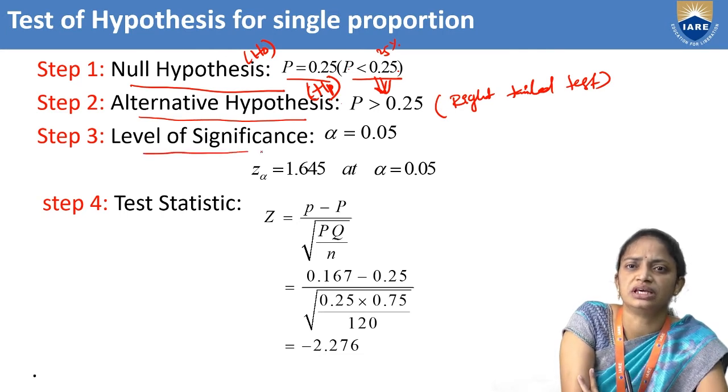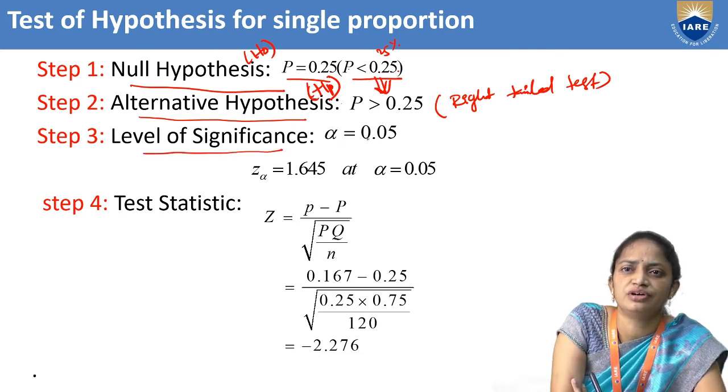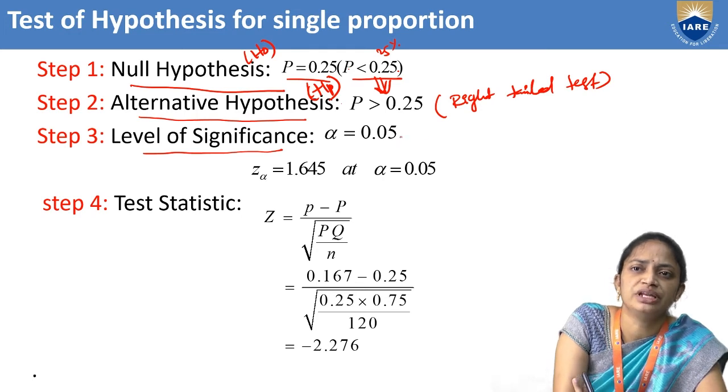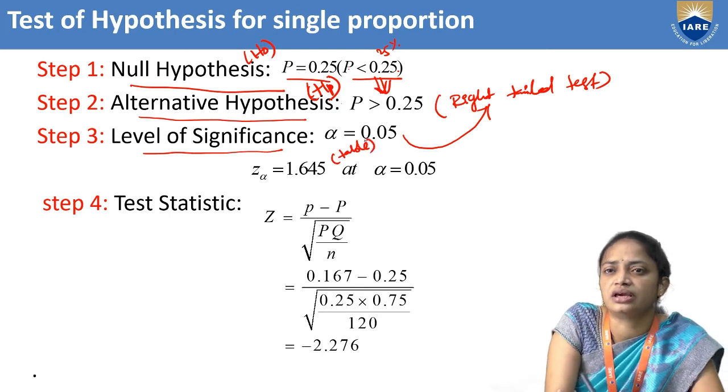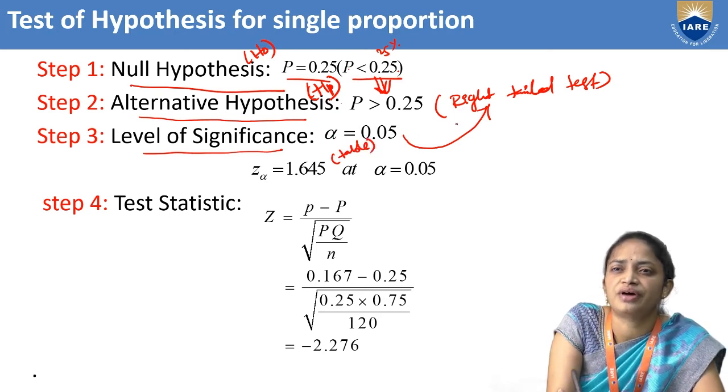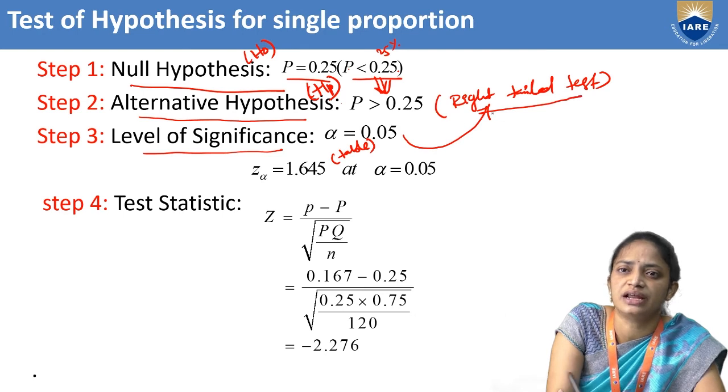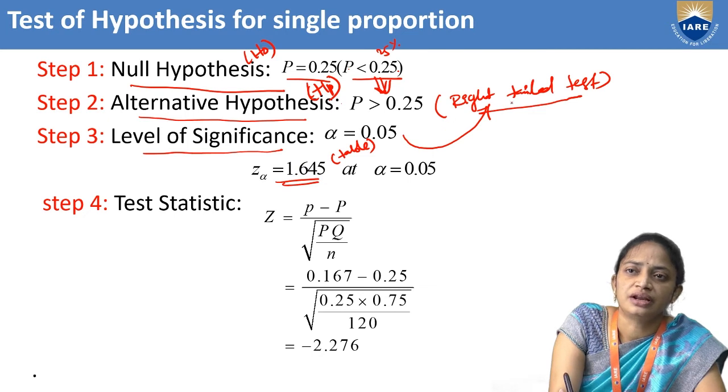So, next step 3. Level of significance, alpha equal to 0.05. We need to take the alpha value in a right-tailed test. So we need to take the table value, Z alpha. In a right-tailed test with alpha 0.05, Z alpha will be 1.645. Already we have discussed, I have shown in the table. So Z alpha value is 1.645 in a right-tailed test.